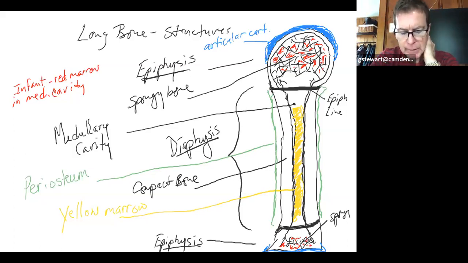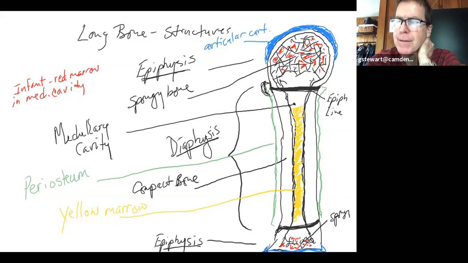So I'm just checking my list here to make sure I did diaphysis, epiphysis. The word metaphysis just refers to this space here between the epiphysis and diaphysis. Medullary cavity we did, yellow marrow, epiphyseal line. Epiphyseal plate, I will talk about that. That's a growth plate later.